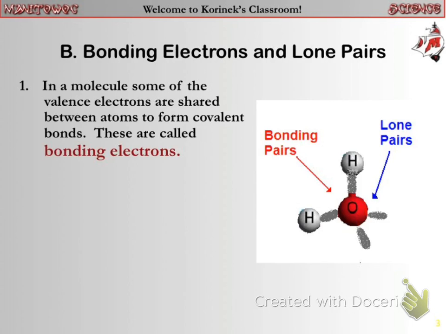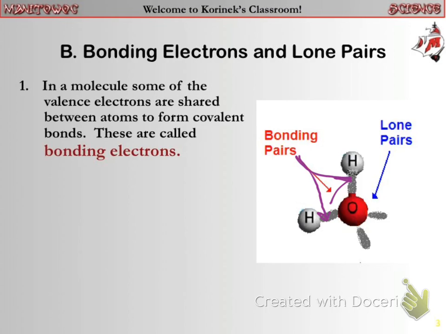In a molecule, some of the valence electrons are shared between atoms to form covalent bonds, and we've been doing this with our Lewis structures. We call these things bonded electrons. So the red arrow is kind of misleadingly pointing to the bonded electrons here. It should probably be pointing more towards these guys. Those are our bonded electrons, right? They're right there. Okay, bonded electrons.